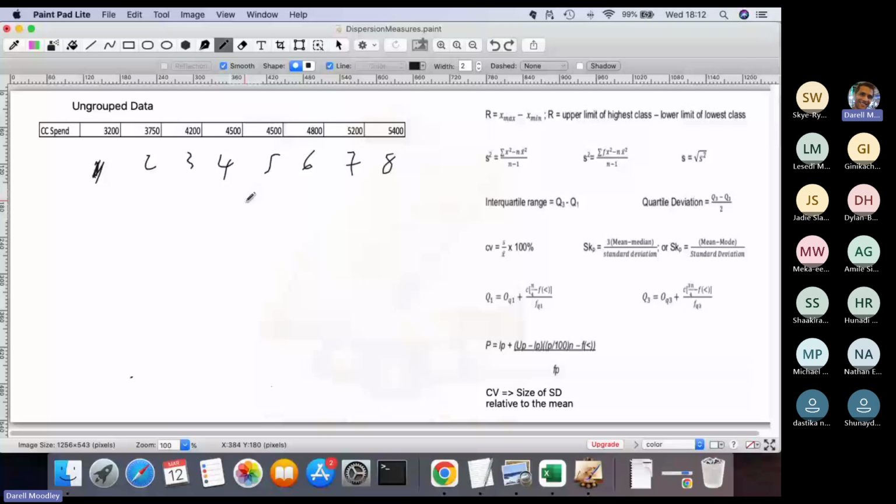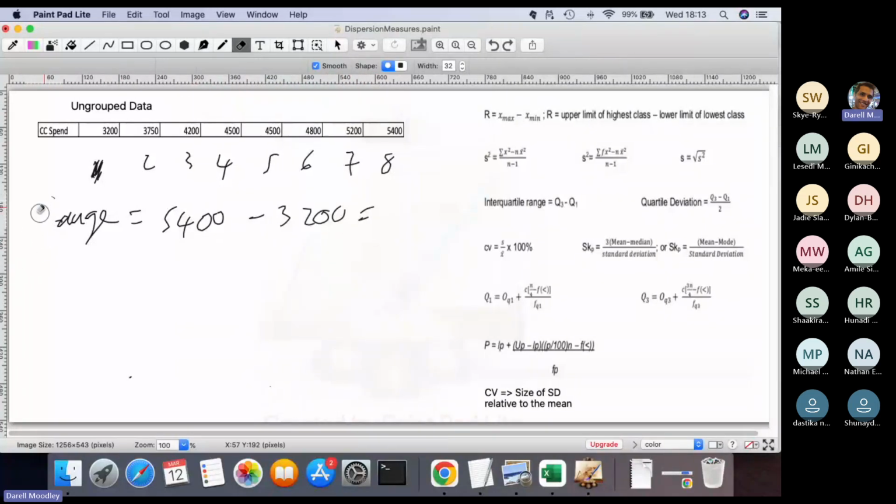Now, one of the first measures of dispersion is called range. Range is very easy to calculate. Range just means the maximum value minus the minimum value. What is the width or the span of the data? I've ordered the data for you, so I put the minimum on the left and the highest one on the right, 5,400. So your range is the highest, 5,400, minus the lowest amount, 3,200. If you subtract that, you should get about 2,200. It's very easy to calculate.